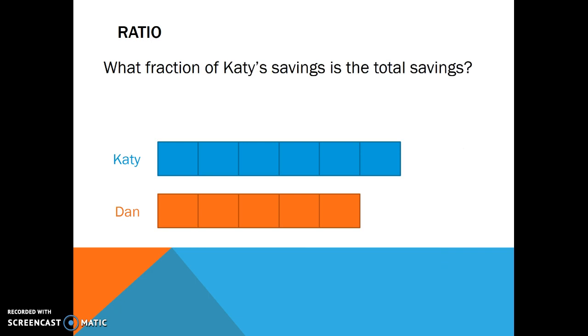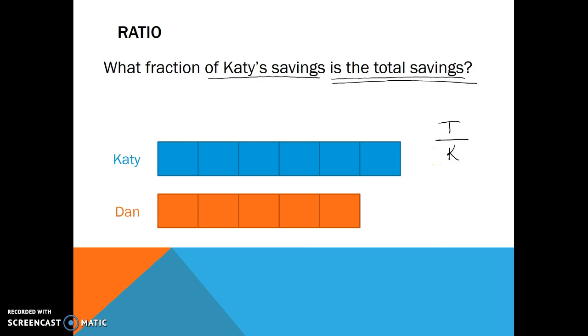Okay, let's change things up. Now, what fraction of Katie's savings is the total savings? Ooh. So now my is statement is right here. Is the total savings, so total is going to go on top. My of statement is right here, so of Katie's savings, Katie is going to go on the bottom.